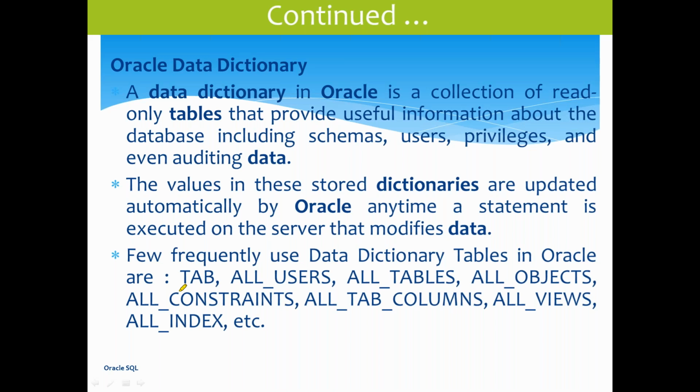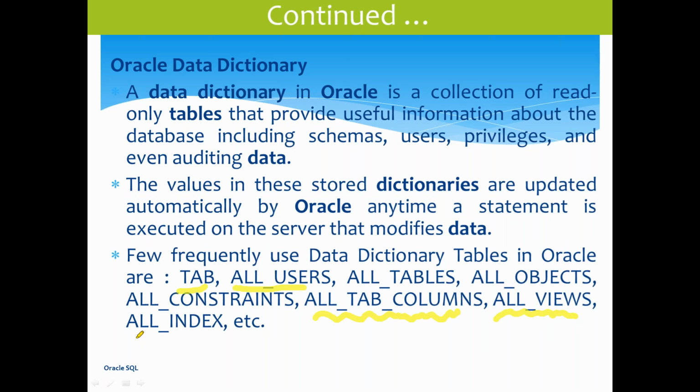If you are able to drive one bike, you are able to drive another bike. Just the container name changes from company to company, that's all. But the language and every concept will be the same. So for Oracle database, tab is one data dictionary table, all_users, all_tables. No need to remember now, slowly you can remember. These are a few table names present in the Oracle database. Similarly, in other databases, other names will be there.